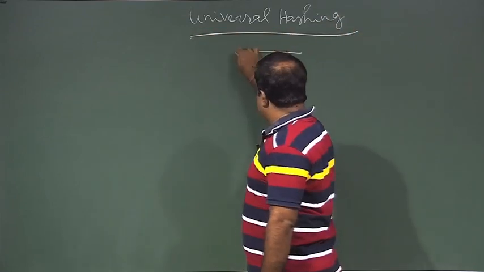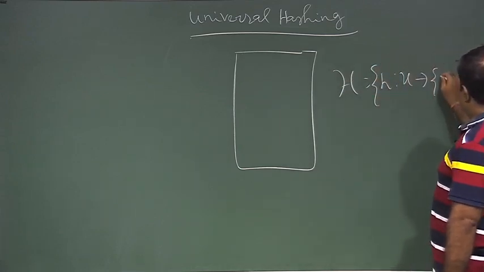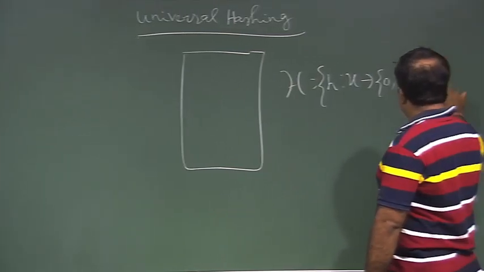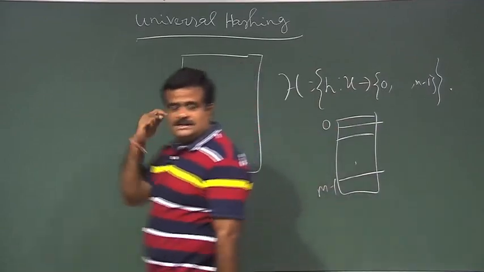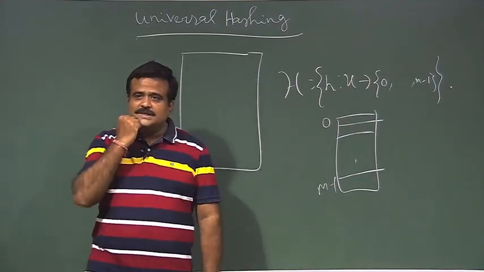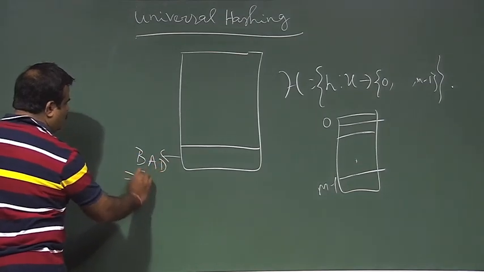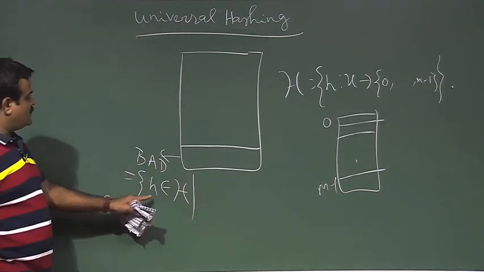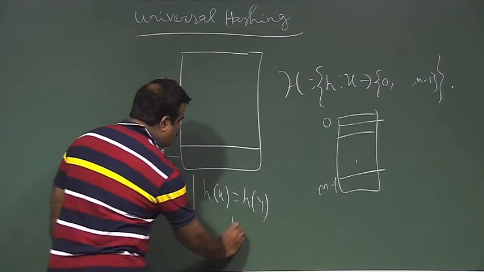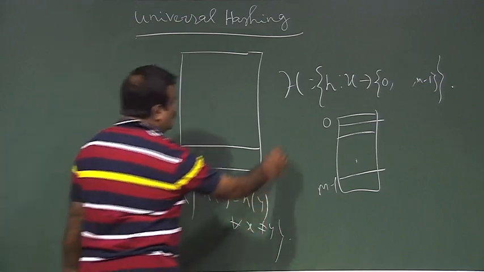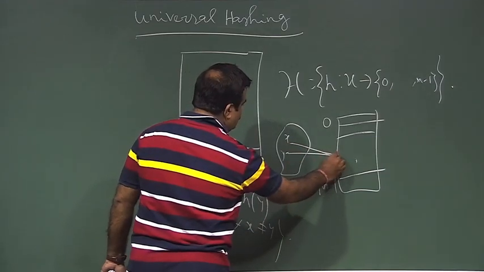So basically it is a collection of hash functions. H is a hash function from U to 0, 1 up to m minus 1, so our table size is 0 to m minus 1. This is our hash table size, and we consider a collection of hash functions such that among this collection there is a bad portion. This bad portion is the set of all hash functions such that, given any two keys x, y with x not equal to y, they will collide. If we choose any two keys x, y which are not the same, then if we apply this hash function, they have to collide.